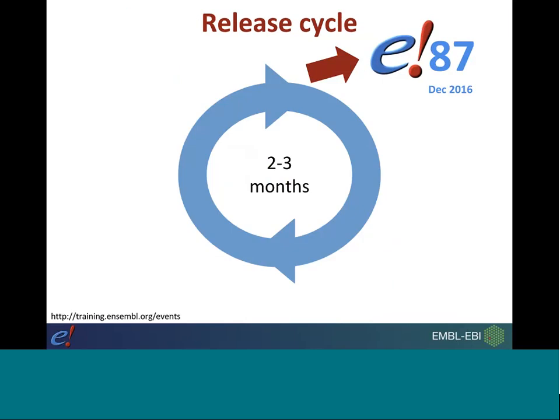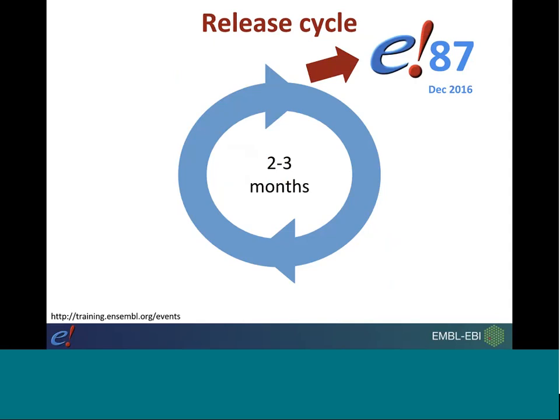So one of the important features of Ensembl is that we work on a release cycle, which means that every 2 to 3 months we package up all of the new data that we've been working on and release it all in one go. And this means that all of the data that you see is very traceable, since you can access the archives of Ensembl.